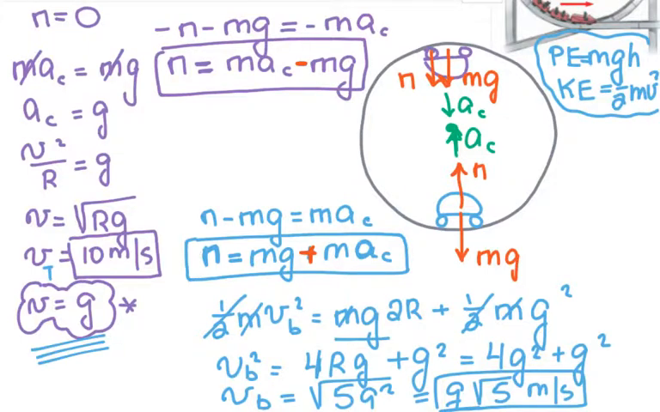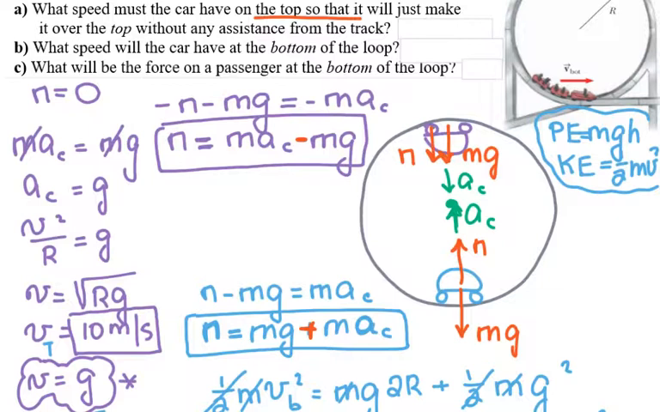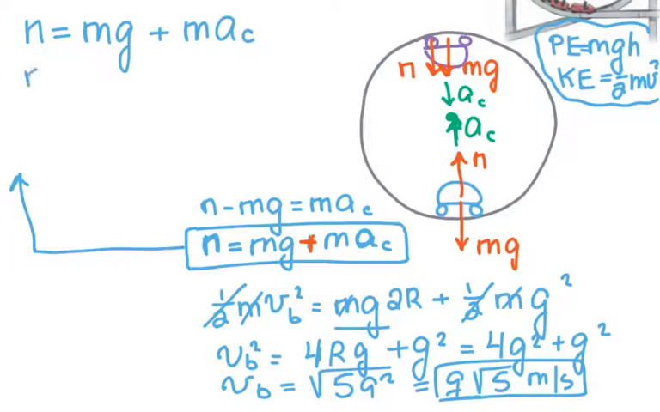And then for part C, they ask what will be the force on the passenger at the bottom of the loop. So the force at the bottom of the loop, which is the normal force, is equal to mg plus m a c. So we have the normal force equal to mg plus the mass times v bottom squared, which is 5g squared.